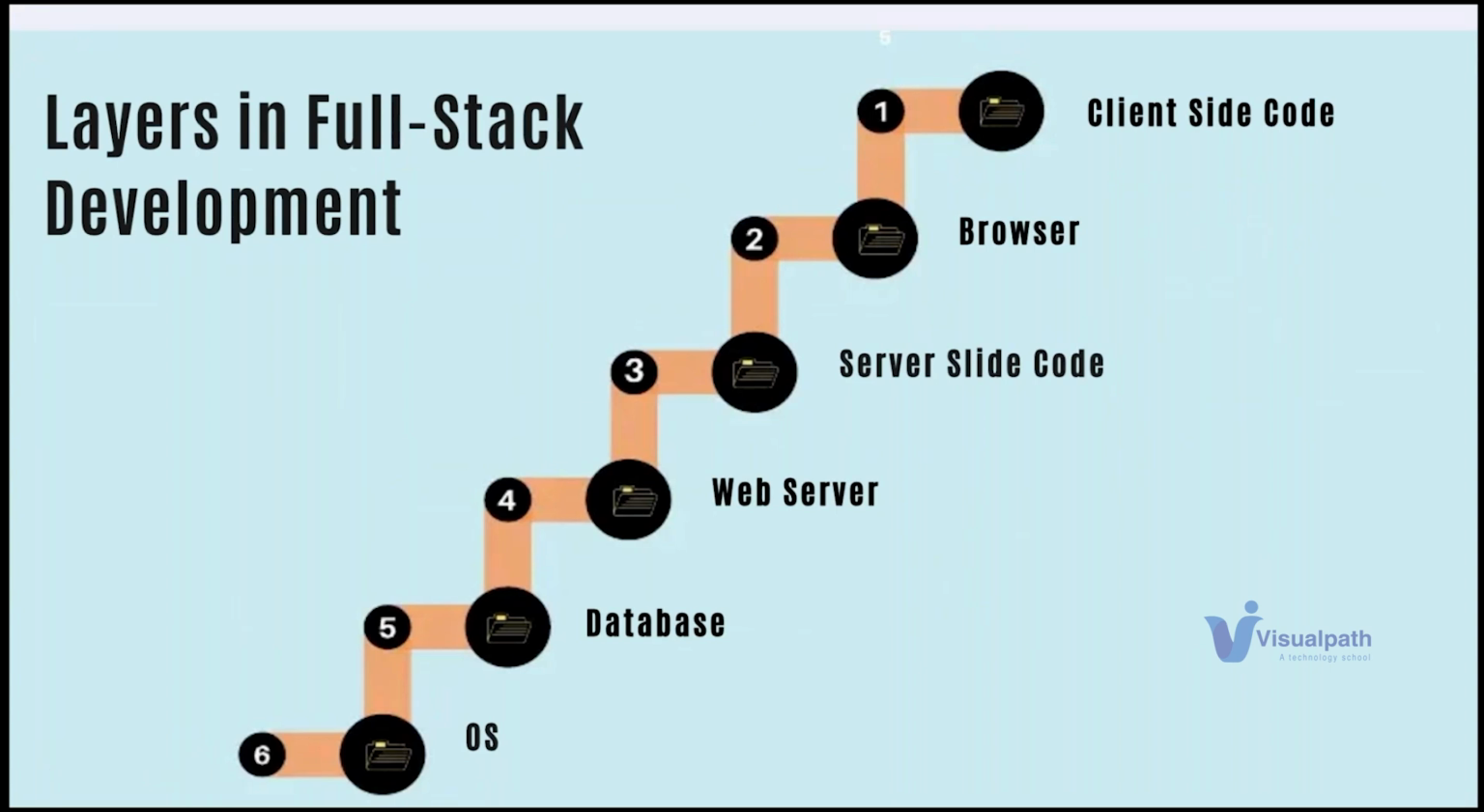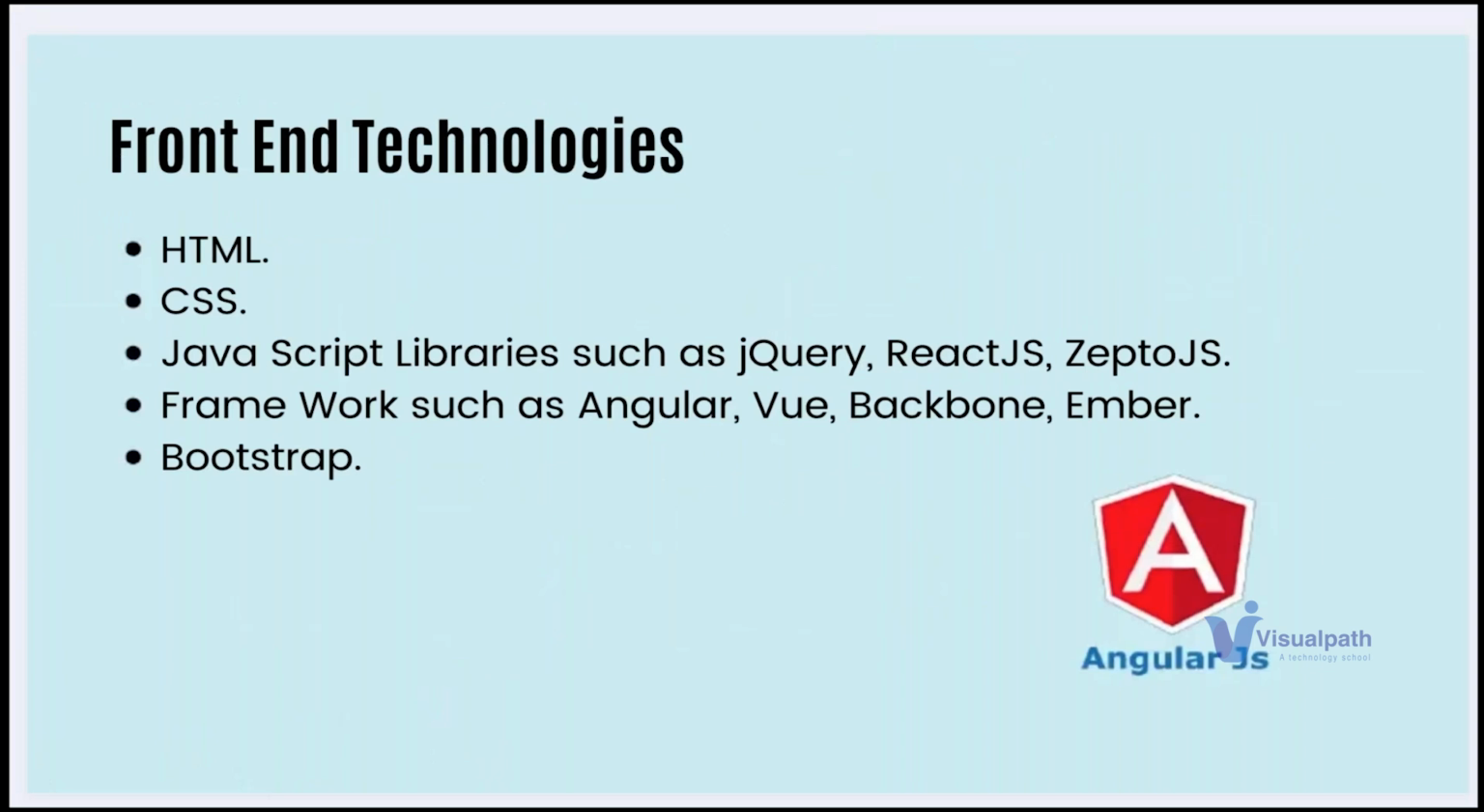So what are the front-end technologies we have? Front-end technologies are the visualization or presentation which the users actually see. We have HTML, CSS, JavaScript libraries such as jQuery and React, and frameworks such as Angular, Vue, Backbone, Ember, and Bootstrap. So these are all the front-end technologies you have.